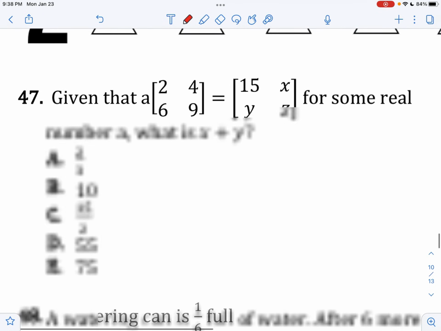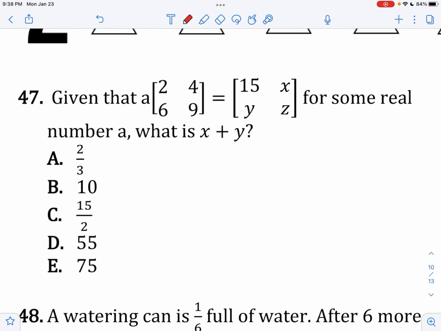Given that this is true, what is the value of x plus y? So what do I see? The ratio of this to this is just going to be 15 over 2, which is 7.5. So a is equal to 7.5. So if I multiply this by 7.5 and then this by 7.5 and multiply, I just get basically 10 times 7.5, which is going to be 75.